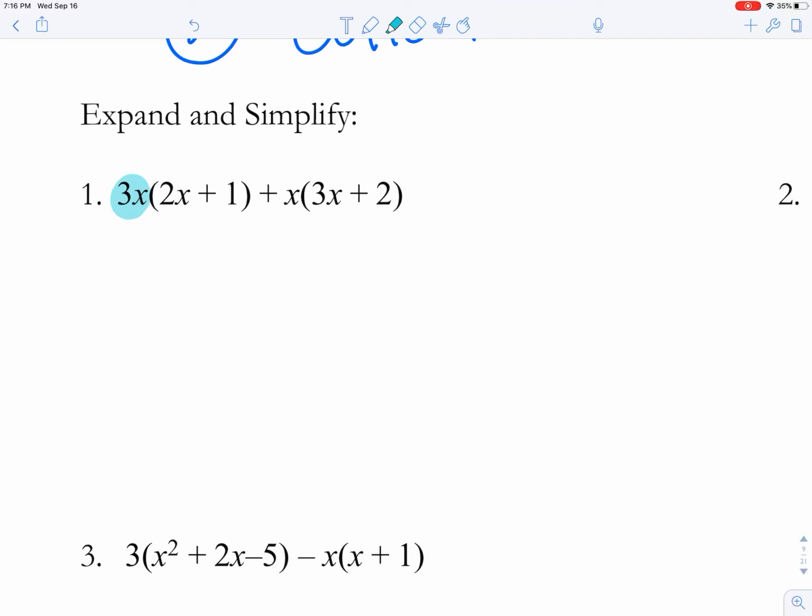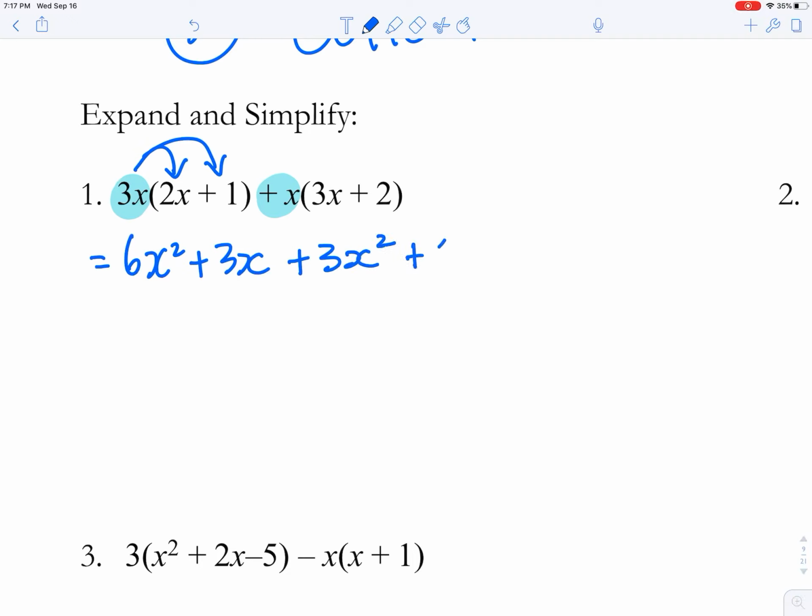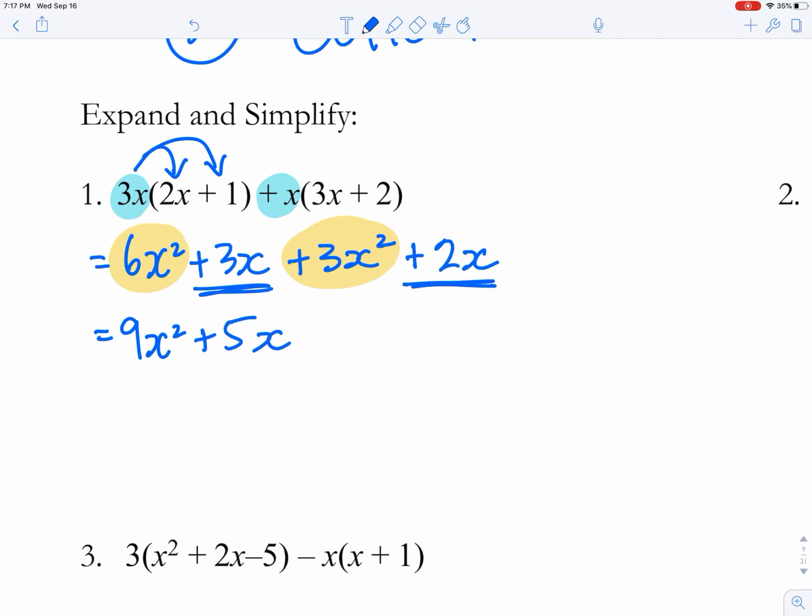First we're going to distribute the 3x, and then we're going to distribute the x. So 3x onto 2x gives me 6x squared. 3x onto plus 3x gives me plus 3x squared. Plus x onto plus 2 gives me plus 2x. So I've distributed, and now I'm going to collect like terms. 6x squared plus 3x squared gives us 9x squared. Plus 3x plus 2x will give us plus 5x.